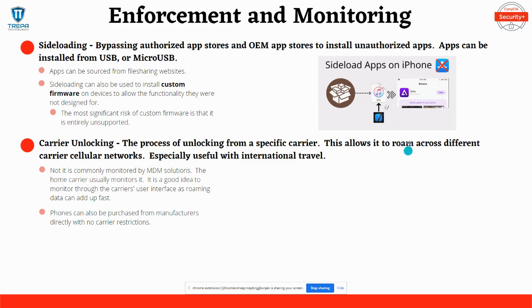And now let's go into some more application installs. Sideloading is a method to bypass the authorized app stores or the OEM app stores to install unauthorized applications on the device. Sideloading can be done via USB or micro USB, and sideloading can be used to install custom firmware onto a device, right? So, like the Apple Store only allows applications that are approved by the Apple Store, right? But if you want to put an application that isn't approved on there, you can use sideloading.